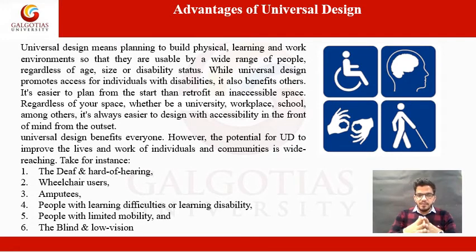And finally, the blind or the low vision, the people who are blind or have low vision, how can we design the pathways, the corridors, or the spaces for them. So these are some important areas that have to be kept in mind before planning for universal design.